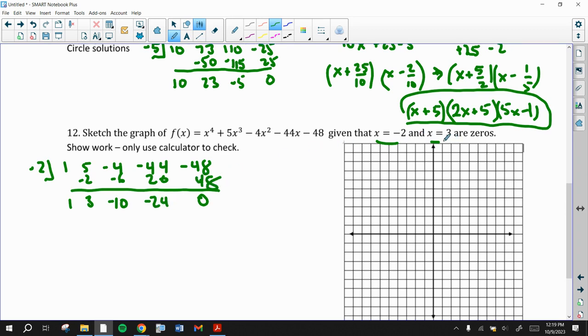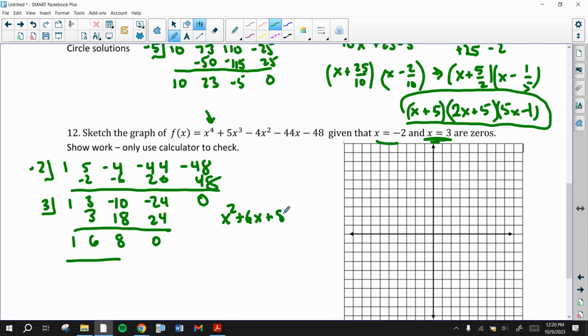Perfect. So now we have to do the same thing with 3. Keep going though. So you're breaking this down more. Use the quotient that you got from the top. So bring down the 1, multiply by 3. 3 plus 3 is 6, times 3 is 18, plus -10 is 8, times 3 is +24, 0, perfect. So our remaining quadratic, we started out with a fourth, and we synthetically divided twice, so we're left with a square, which is good. x squared plus 6x plus 8.